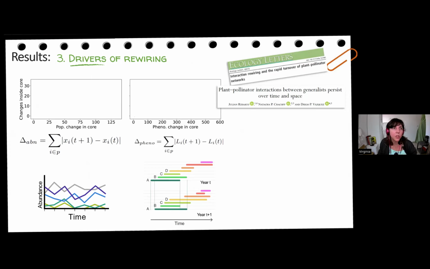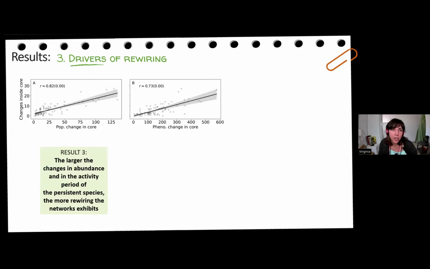Here in the x-axis, we represent the changes in the abundances of permanent species and changes in the phenology, the phenophase, like how many days it changes for permanent species. And we see that the linear correlation indicates that the amount of rewiring is significantly proportional to annual changes in the abundance and in the phenology of the permanent species. So the larger the total changes in abundance and in activity period, the more rewiring the network exhibits.